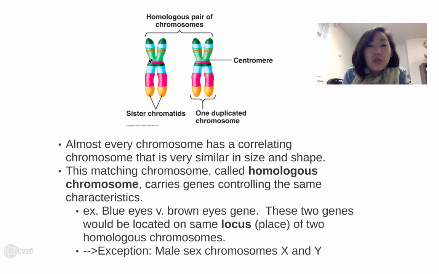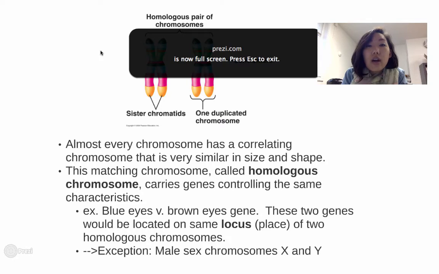And so these two homologous pairs have very similar size and shape, and they actually have matching genes. If you look, it's color-coded. This darker green part would correlate with this darker green part on these two homologous chromosomes. And so they would be genes coding for the same kind of characteristic. So for example, this right here might code for color of eyes.